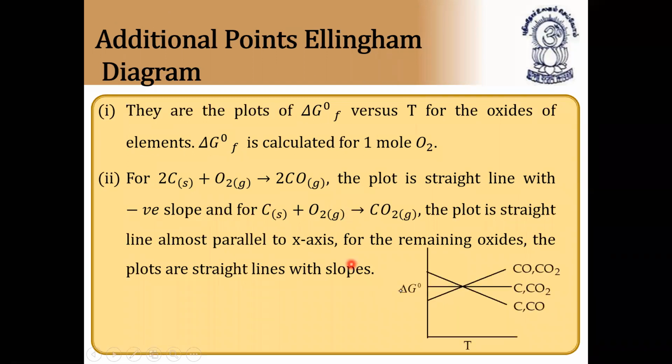Let us see the graphs now. You can see here delta G, that is standard free energy change, versus T. For carbon to carbon dioxide, the plot is a straight line almost parallel to the x-axis. And for 2 moles of carbon combining with oxygen to form 2 moles of carbon monoxide, it is a straight line with a negative slope, and this is the positive slope, and the remaining oxides are plotted as straight lines with slopes. So these are the oxides we have. This is the additional point regarding the Ellingham diagram.